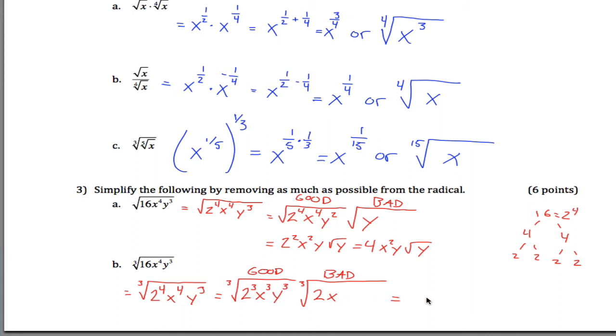And the cubed root of 2 cubed, it's just 2. Cubed root of x cubed, it's just x. Cubed root of y cubed is just y. So my final answer, let me write this a little bit neater. I don't know if that's any neater. Is 2xy times the cubed root of 2x.